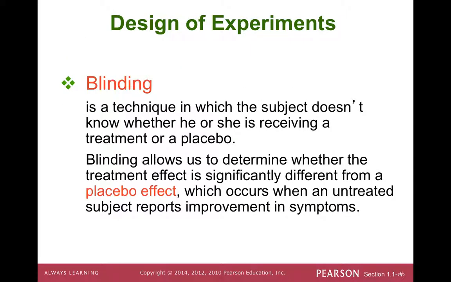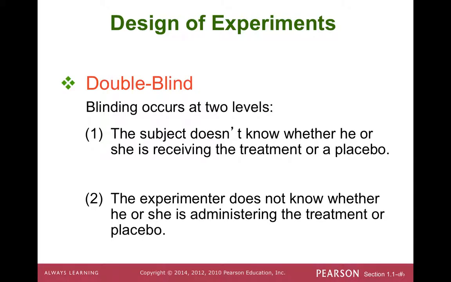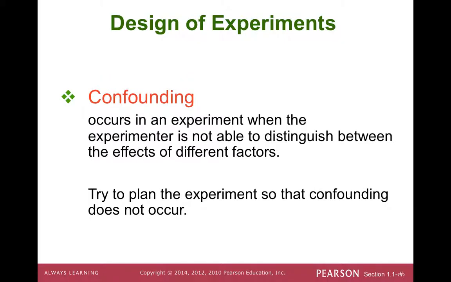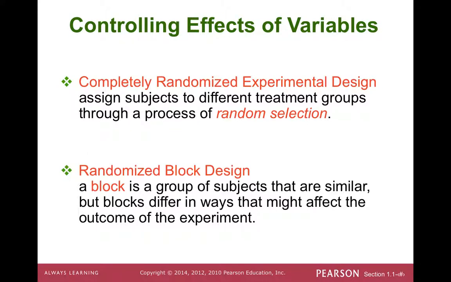Blinding is important in experiments so that the people conducting the experiment don't know what to expect. People taking the drugs in an experiment don't know what to expect. Double blind is when neither the physician administering the drugs nor the patient receiving the drugs has any idea whether they're getting the true drug or the placebo. Confounding is when we have problem distinguishing between the effects of factors, and we try to make sure that confounding does not occur.